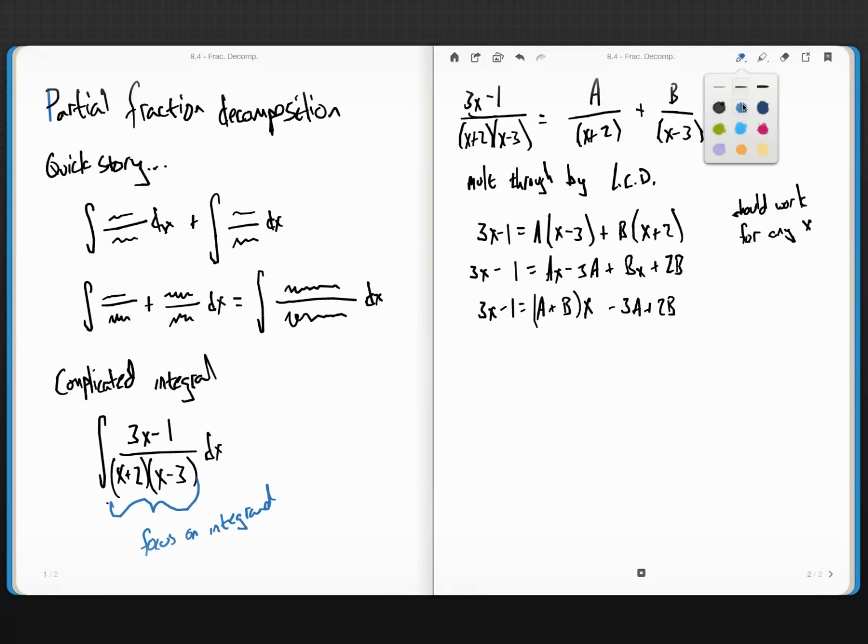If I look at the parts that are multiplied by the x, so 3 times x has got to equal a plus b times x. So from that, I can say that a plus b must equal 3. And I can also say that negative 3a plus 2b has to be equal to negative 1.